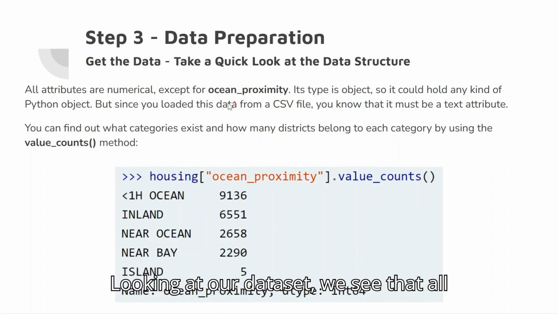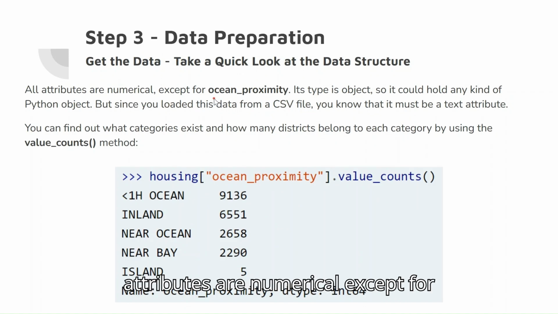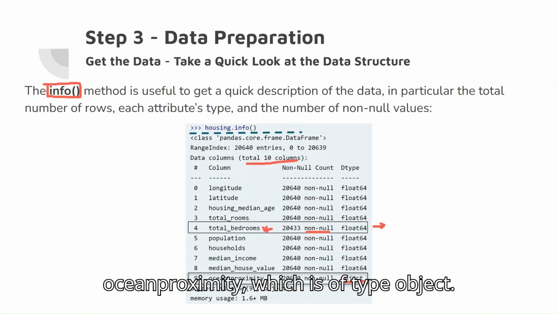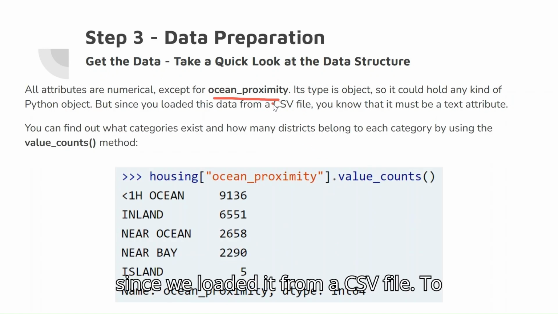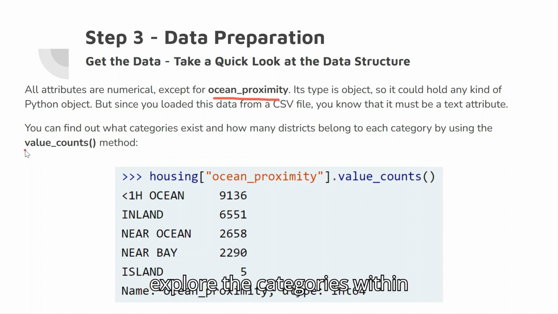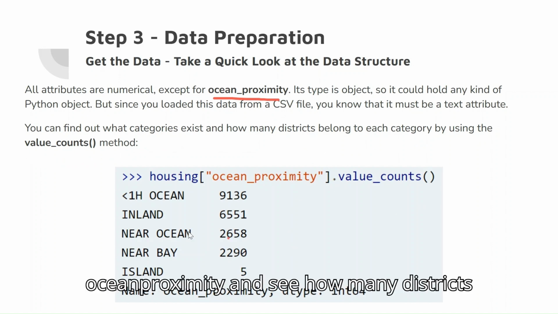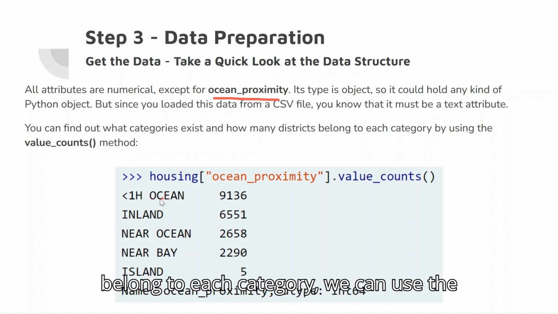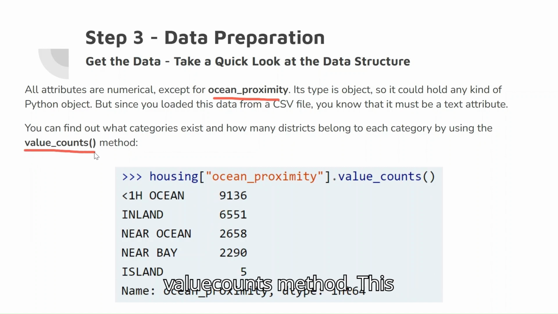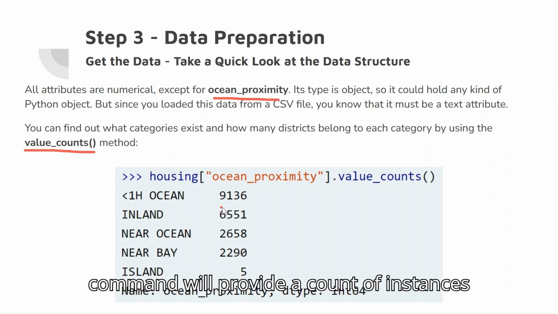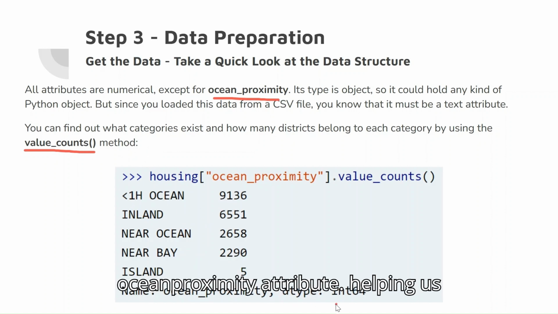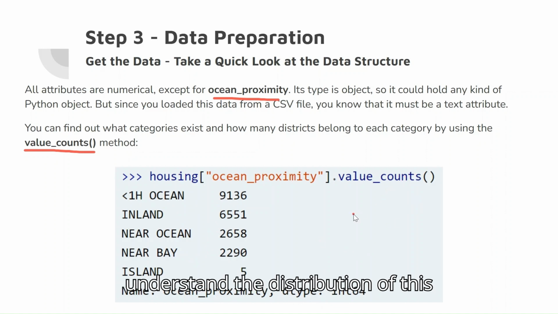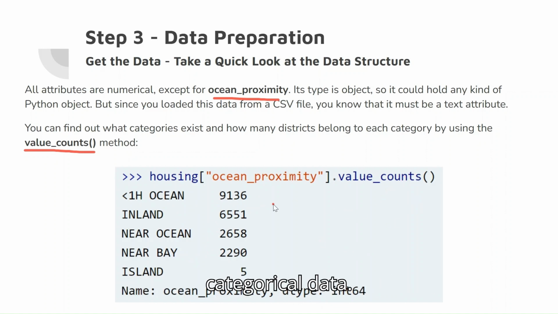Looking at our dataset, we see that all attributes are numerical except for ocean_proximity, which is of type object. This typically means it holds text data since we loaded it from a CSV file. To explore the categories within ocean_proximity and see how many districts belong to each category, we can use the value_counts method. This command will provide a count of instances for each unique value in the ocean_proximity attribute, helping us understand the distribution of this categorical data.